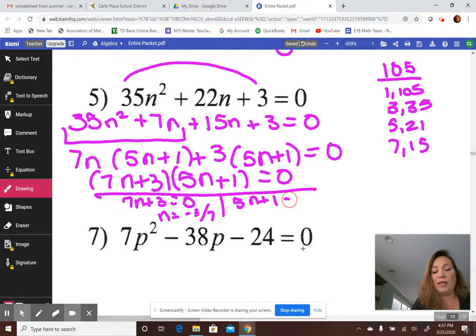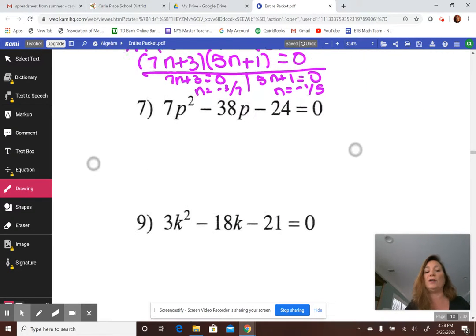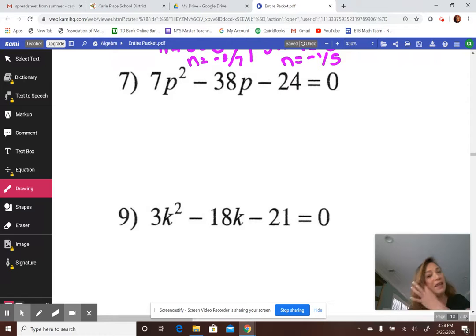5n plus 1 equals 0. Subtract 1 gives me -1. Divide by 5 gives me n equals -1/5. Okay, so let me just do like 2 more just to make sure that you're all good. And then you can just check the rest using the answer key.